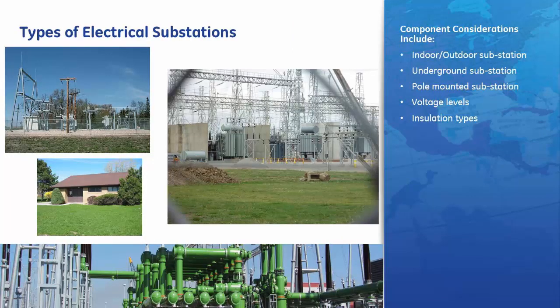There are many criteria for deciding the components and type of a substation. First, we will go with indoor substation versus outdoor substation, underground substation, and pole-mounted substations, and then we've got the voltage levels, whether it is an air-insulated system versus a gas-insulated system, AIS versus GIS, basically. And at the end, whether we're going to utilize GIS on all components of the substations, the SF6 gas or not.